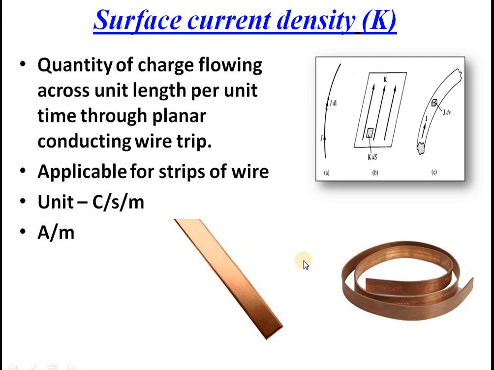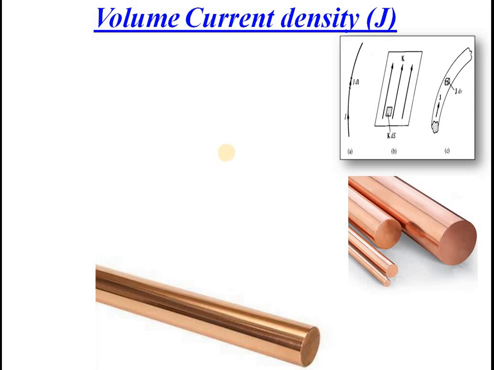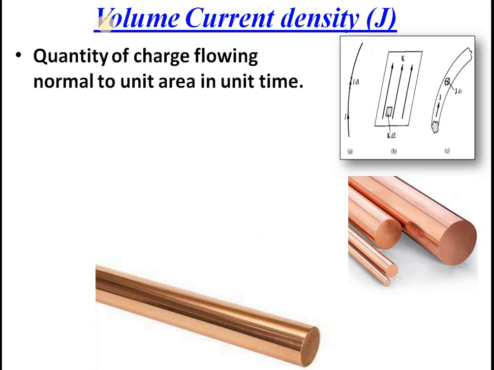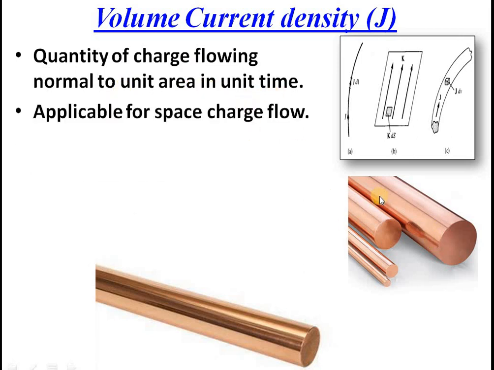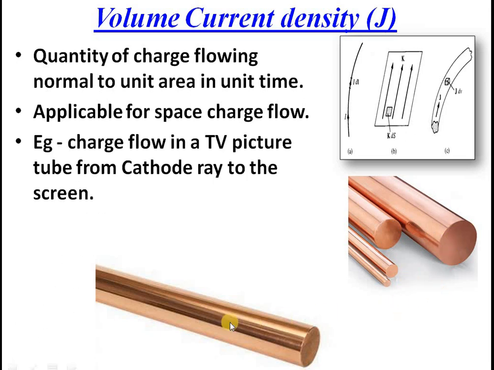Okay, so this is a surface quantity. And the third one is volume current density, which is the quantity of charge flowing normal to unit area in unit time. Again here volume is very important. The dimension volume comes into the picture. Take a cylindrical copper wire. Now you take the total volume current. So the entire volume of this wire is very important. It's not that all dimensions are important. In the case of a cylindrical wire, the radius is important.